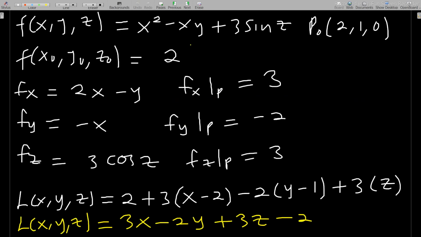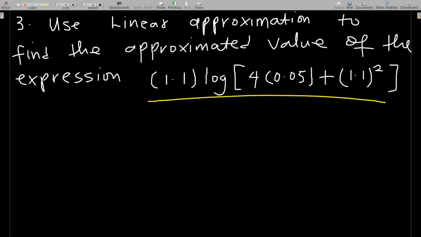Even with the previous one we solved, after simplifying and getting something like this, your tutor or your lecturer can ask you to find L of 1, 2, 3, meaning wherever you see x, y, and z, you put 1, 2, 3 there and find the values. That's the same idea we are going to use here. We're going to write this as a function, write the linearized form of it, and then use it to approximate this.